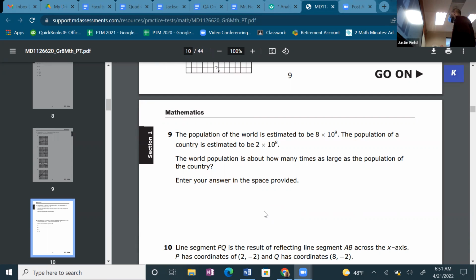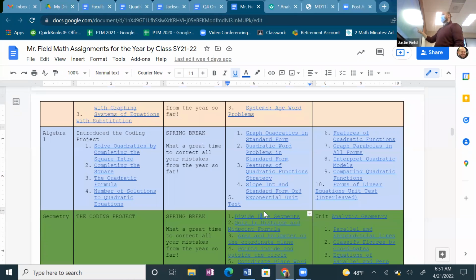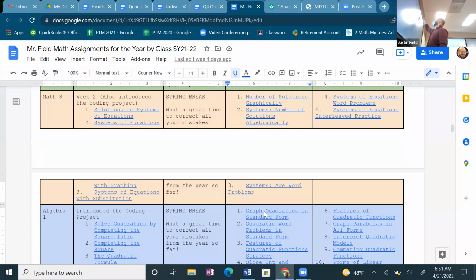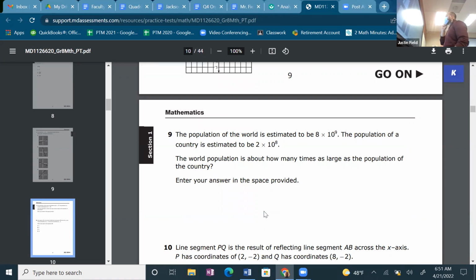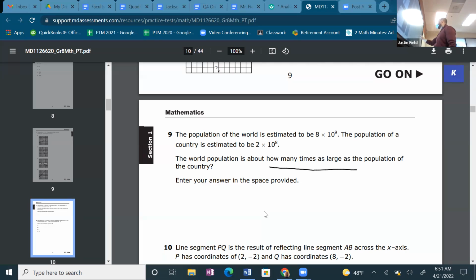It's a word problem about a topic that in our class we are going to get to after the MCAP, called scientific notation. But even if that's the case, we know our rules of exponents, and this is not that hard of a question to answer. It says the world population is about how many times as large as the population of the country. So anytime you want to find out how many times as large something is, you are dividing.